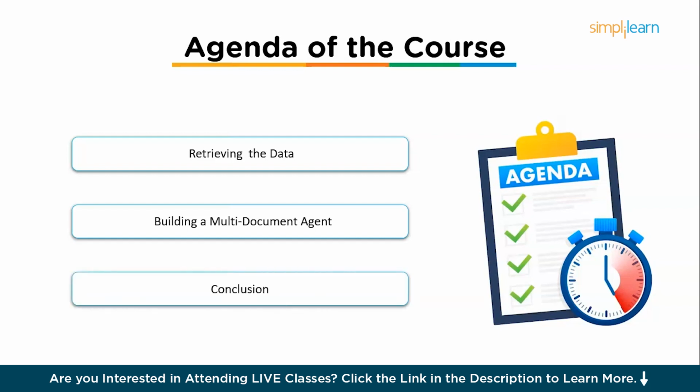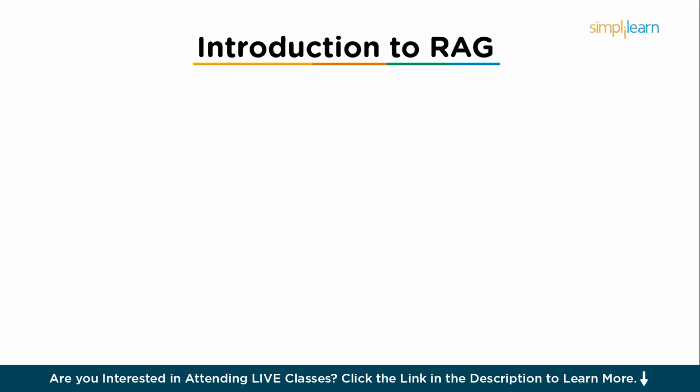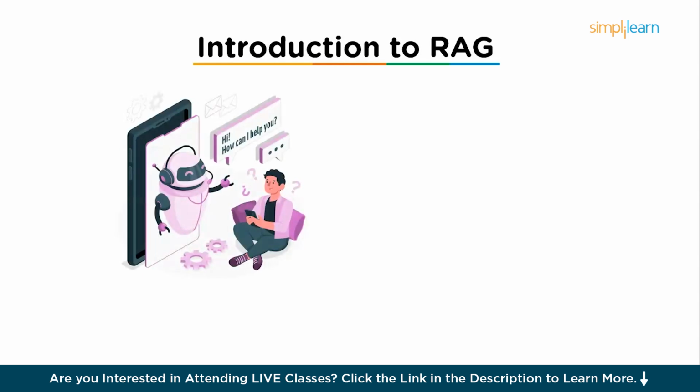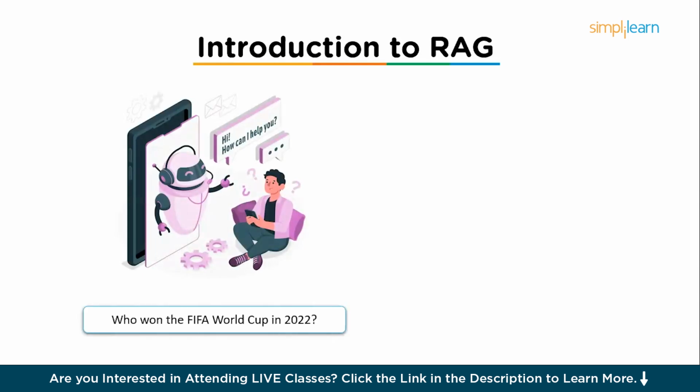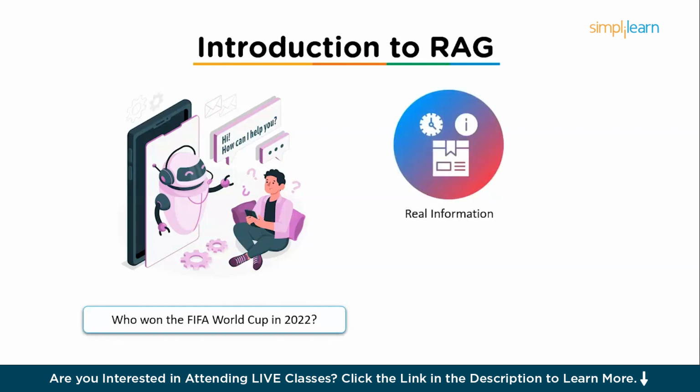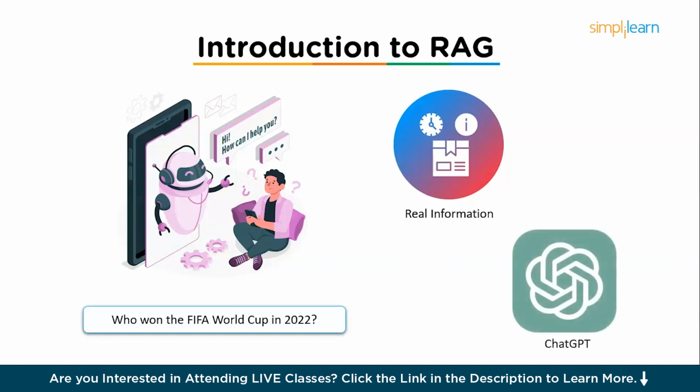So let us begin with the first chapter, that is the Introduction to Retrieval-Augmented Generation. So imagine you are chatting with an AI and you ask it a question: Who won the FIFA World Cup in 2022? The AI can't just guess. It needs real information. But most language models like ChatGPT are only trained up to a certain point in time. So if something happened after their training, they wouldn't know about it.